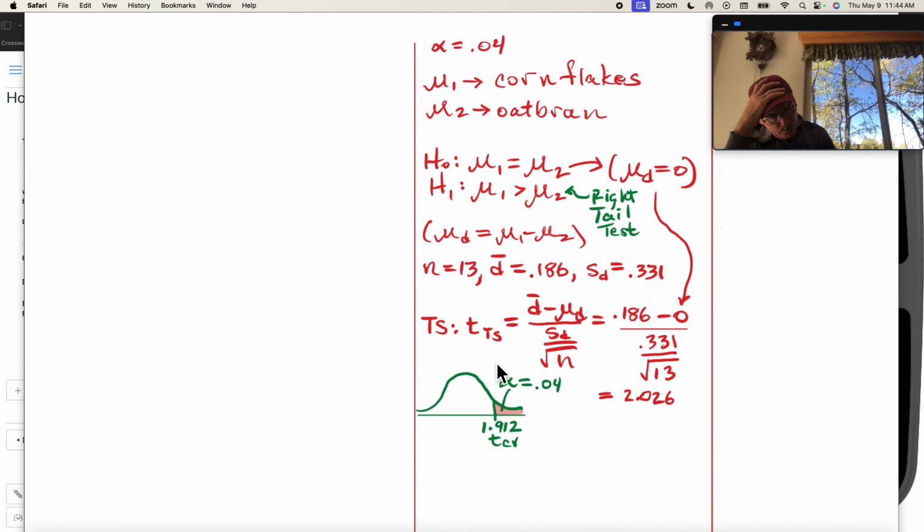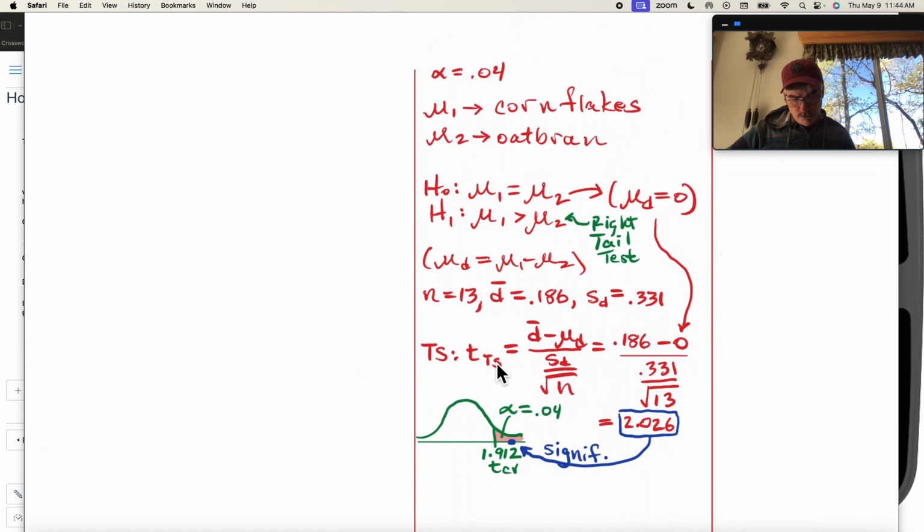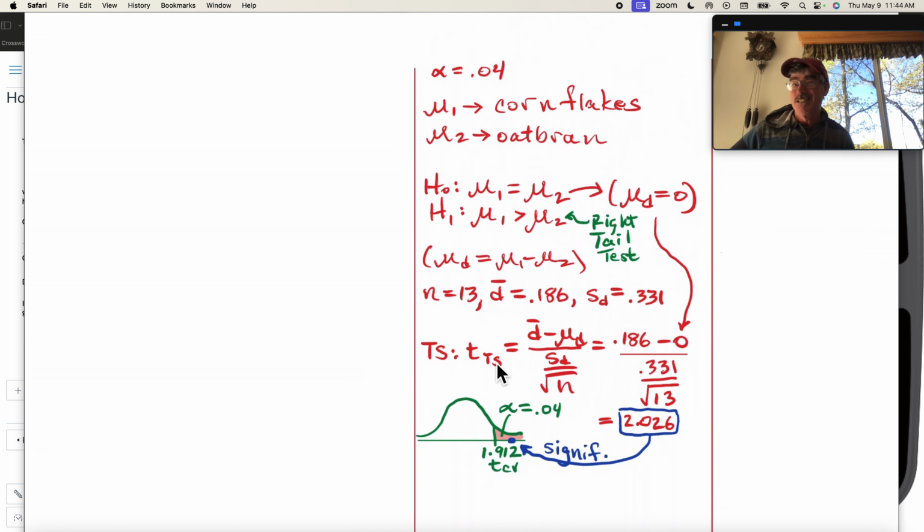Okay, and then we'll note that our test statistic here is bigger than that. It is in the tail. I'll just put a dot somewhere to the right of 1.912. And being in the tail is enough to call it significant. So we are going to have significant evidence for the alternative hypothesis. That's just going to mean that the LDL levels were higher for the first group and it was significant.